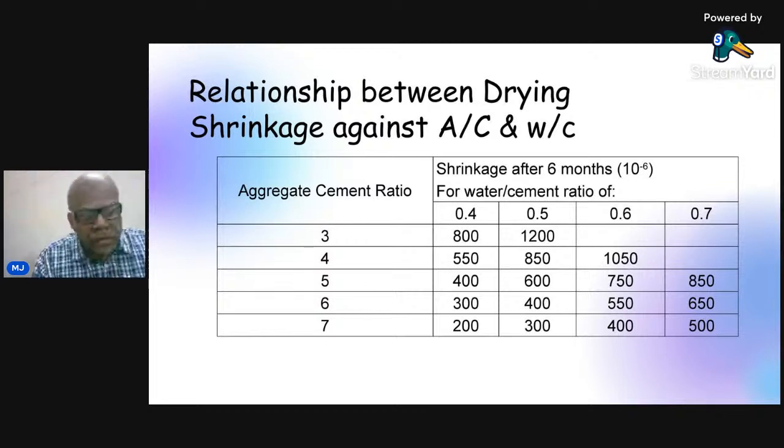Our aggregate cement ratio is 5. So if I have 2000 kgs of aggregates and 400 kgs of cement, right? That more or less makes a density of 2500 including water.